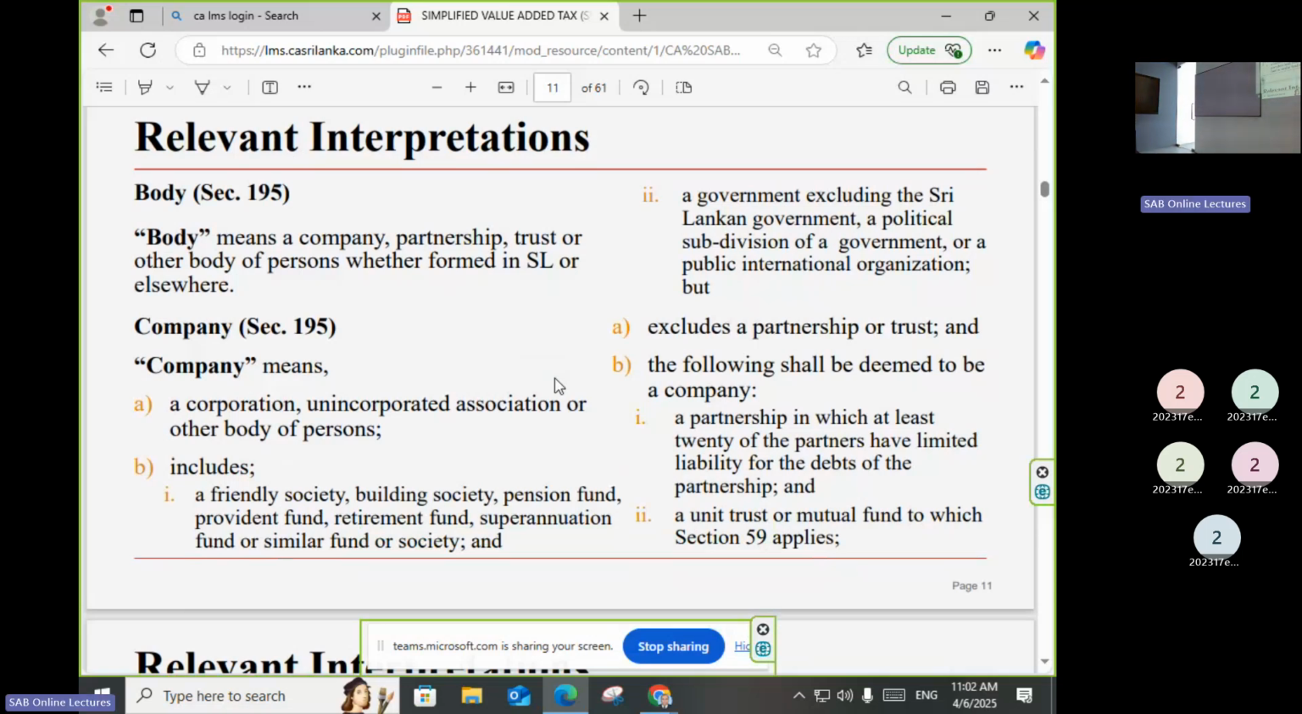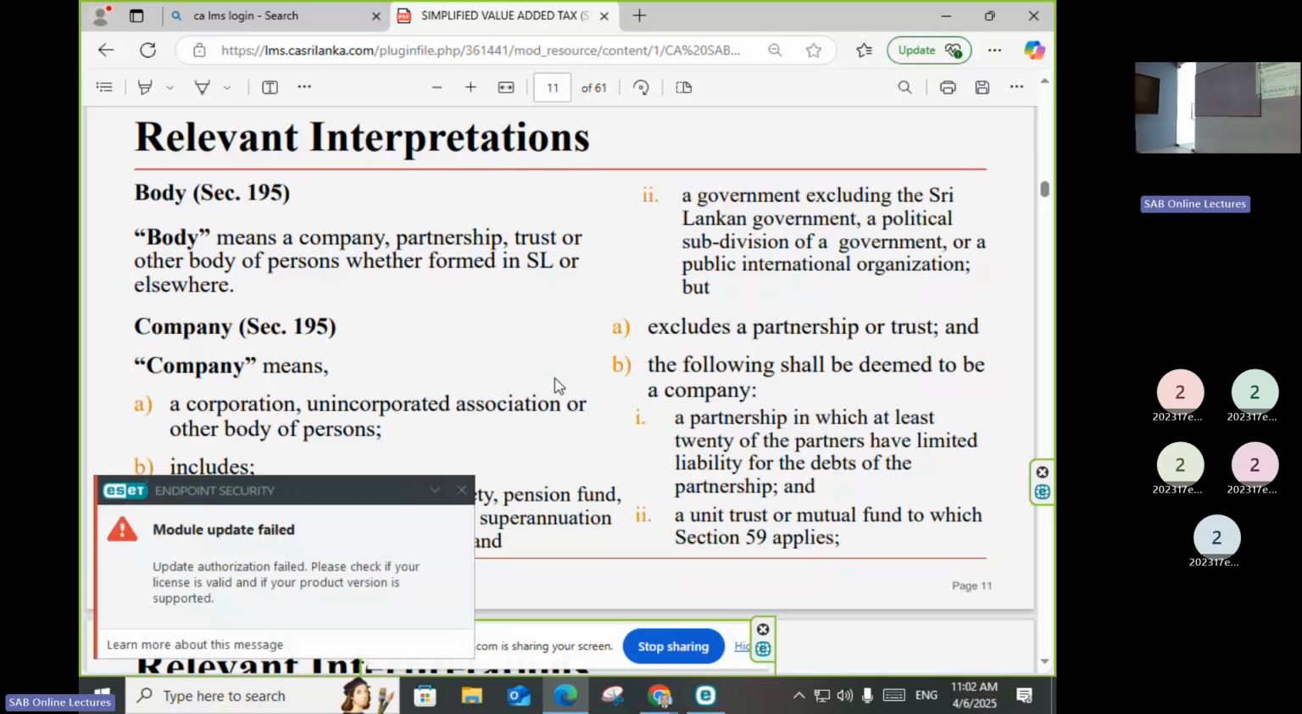So what is a body of corporate, partnership? It means a company, partnership, trust or other body of persons, whether formed in Sri Lanka or elsewhere. That means if it is incorporated in Sri Lanka or elsewhere, it shall be considered a body of persons, right? Company: the definition for the company is as given in the law, you can see.